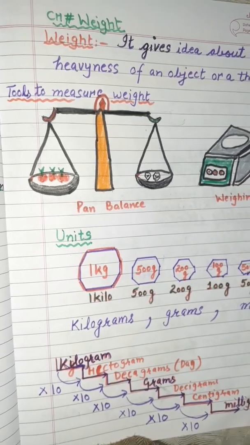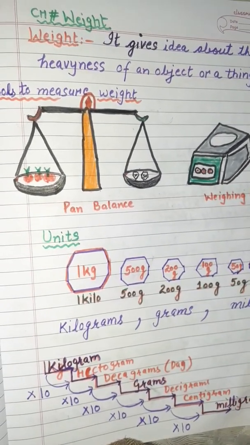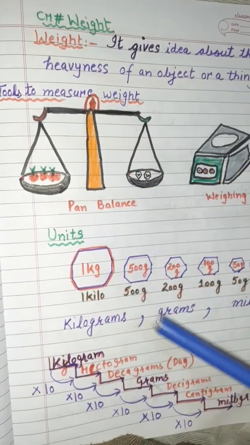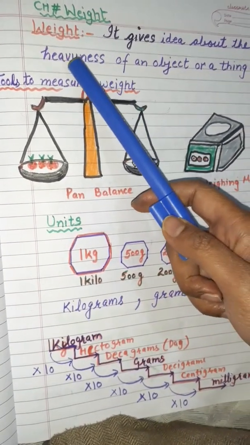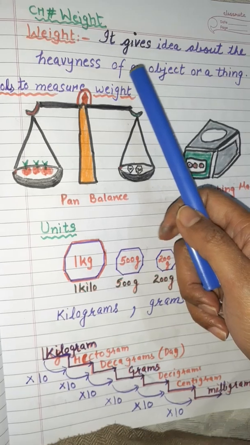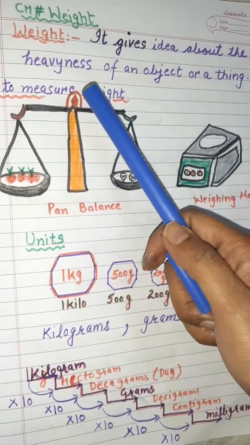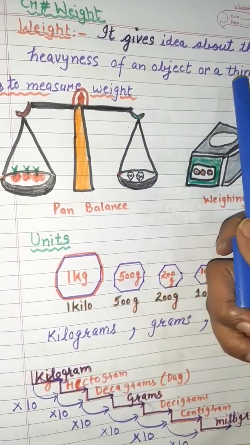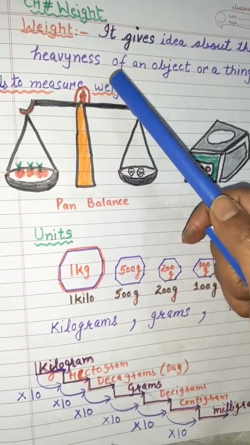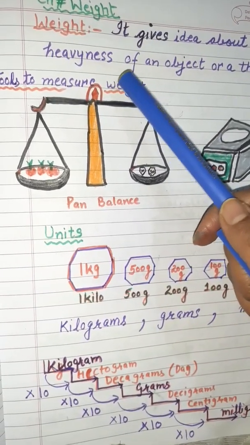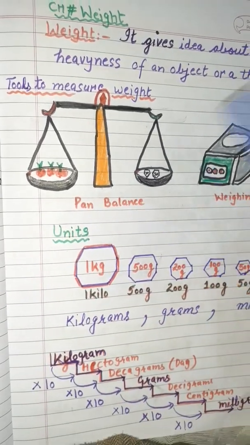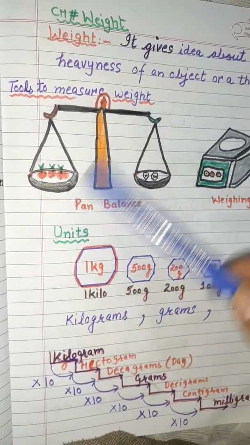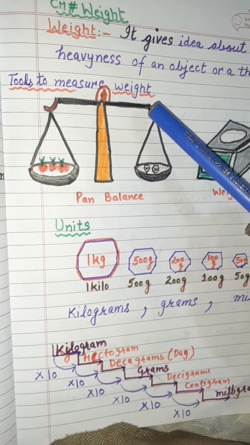So, today we will start a new chapter, that is weight, and let us learn what is weight. Weight gives us an idea about the heaviness of an object or a thing. So, weight tells us how heavy an object is. Okay. Now, how do we measure weight? We have different tools to measure weight.